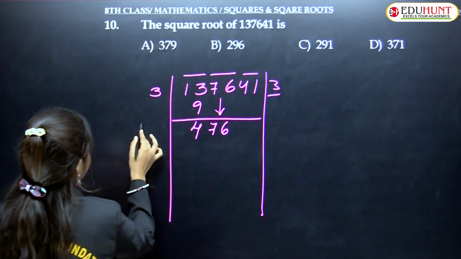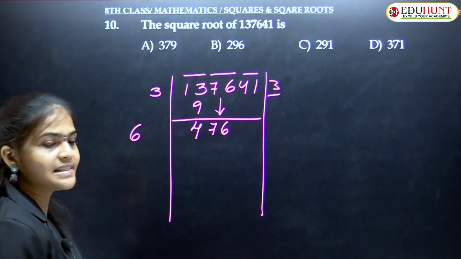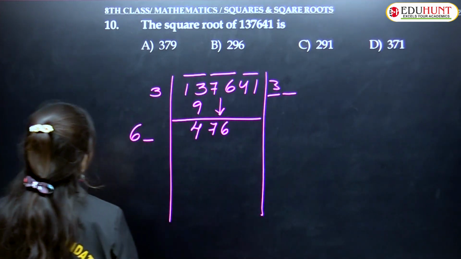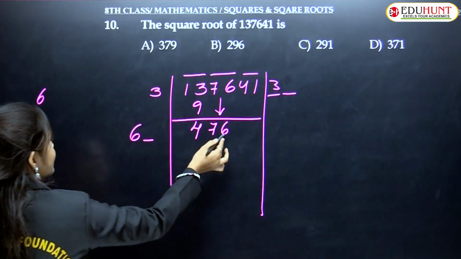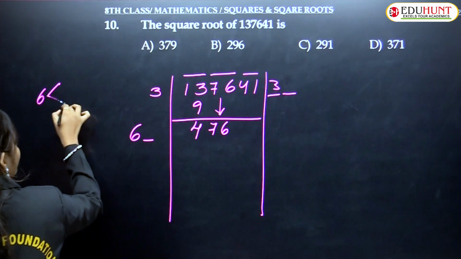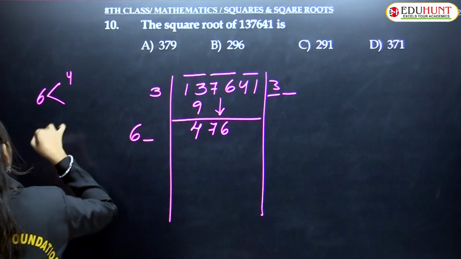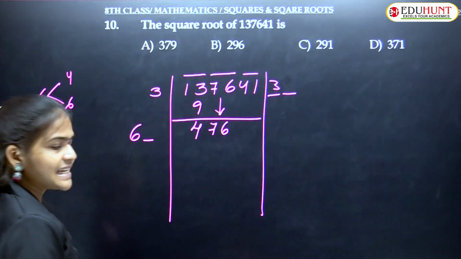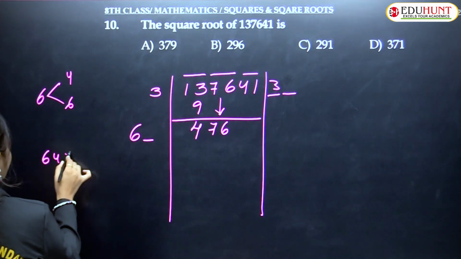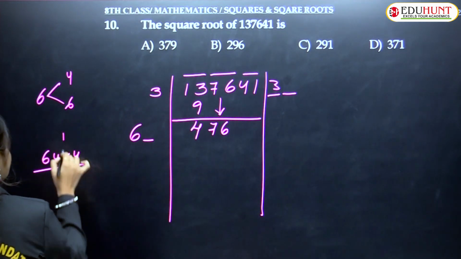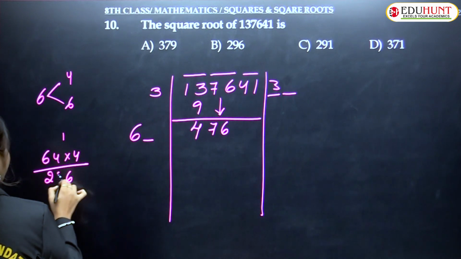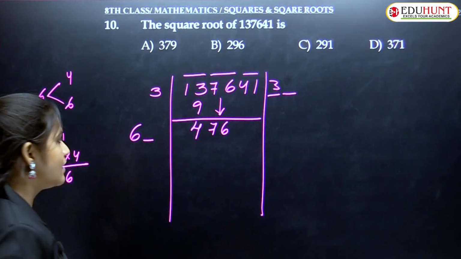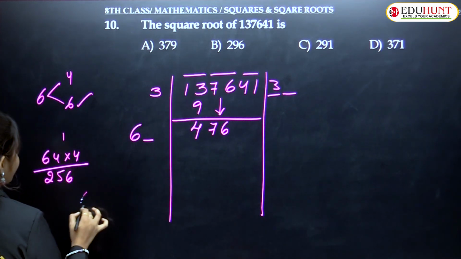And the double of 3 is 6. Double of 3 is 6. Next, which number are we writing here? The same number should be written right here, no? So here 6 is there. So 6 means how many possibilities are there? 4, and in the same way another possibility is 6. So 64 into 4. 4 fours are 16, 4 sixes are 24 plus 1 is 25. So 256 is very much less than 476. So go for that 6.